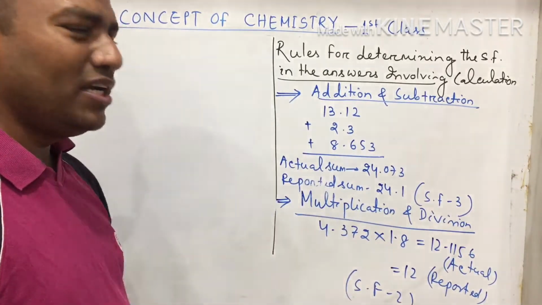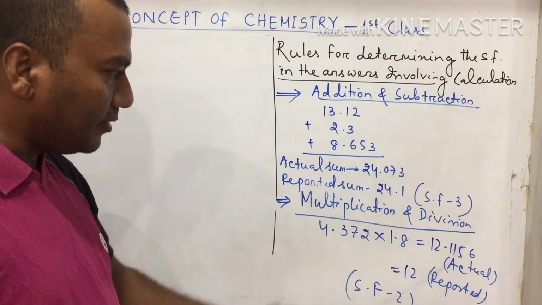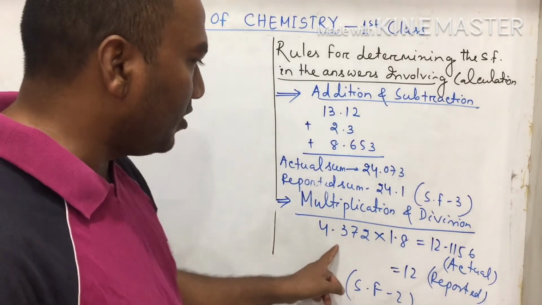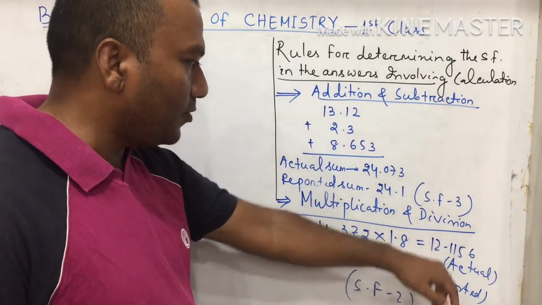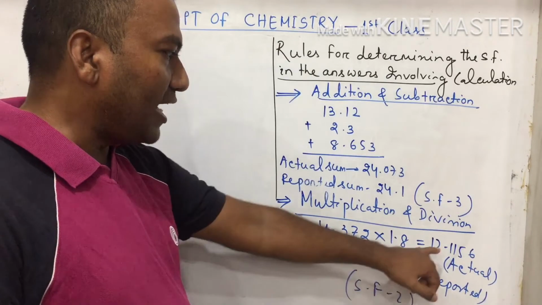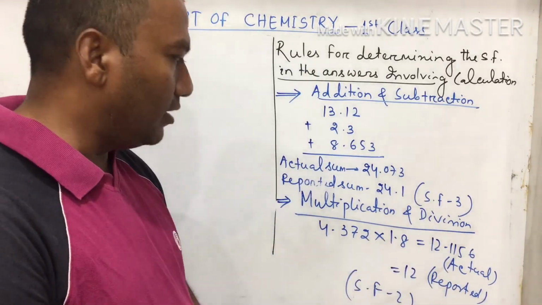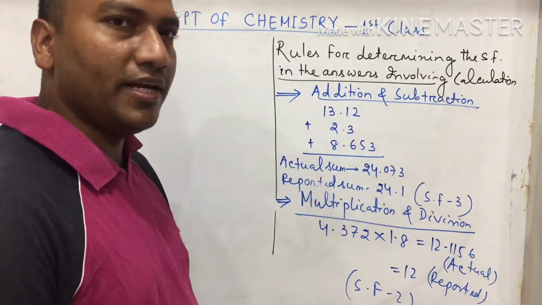Second is multiplication and division. I have taken one example, 4.372 into 1.8, which equals 12.1156. Clear? So this is the actual multiplication value. But what will be the reported value according to significant figures?